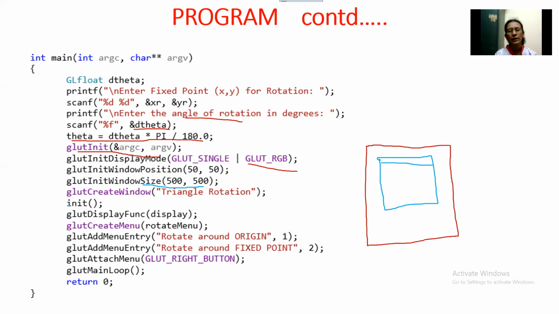Then init, it calls the initialization function. Then display is my callback function for glutDisplayFunc. Then rotate menu. This is where I am creating the menu, rotate menu. Here I have the R flag as 1 for rotate around origin, R flag as 2 for rotate around fixed point. I attach this menu to the right button. glutMainLoop. And returns here.